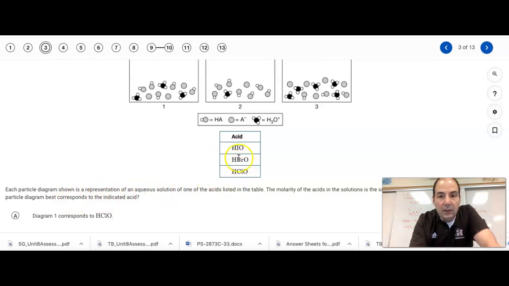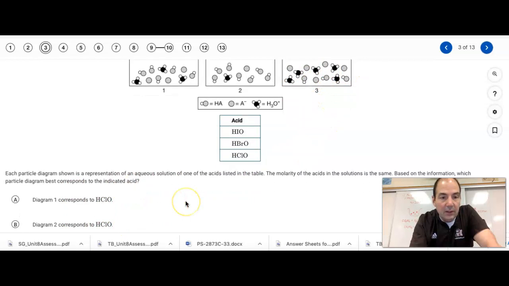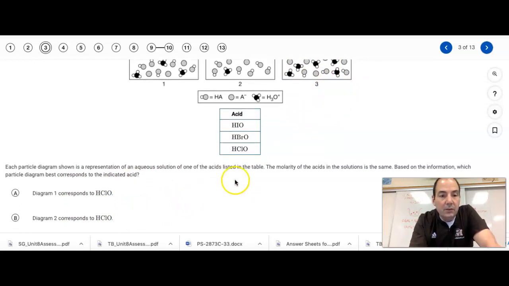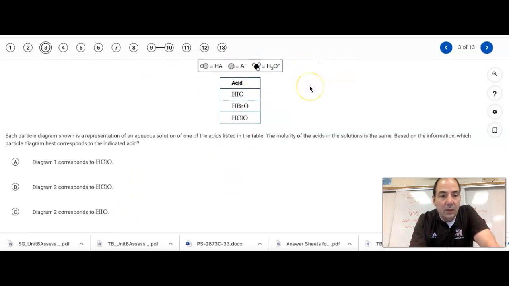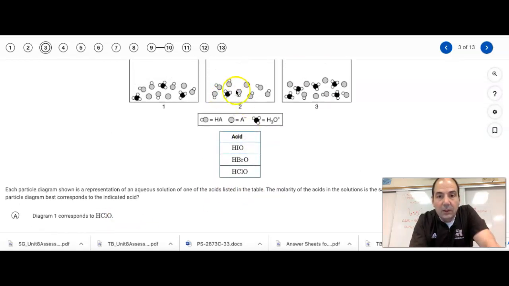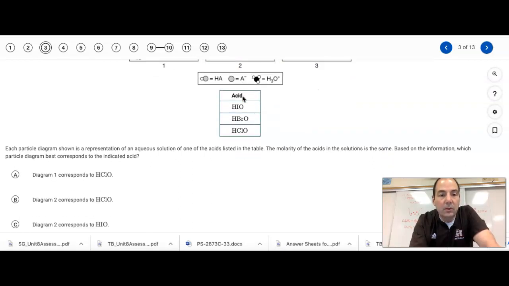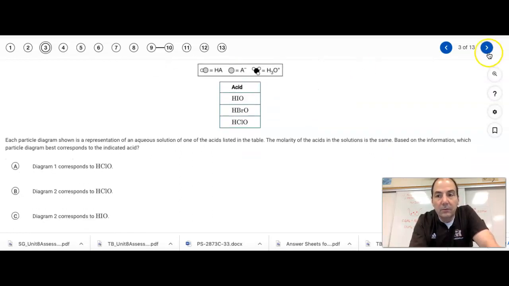Out of these 3, HClO is the strongest, so it should have the most hydronium. That's in 3, so that eliminates A as being right. B is talking about diagram 2. Well, I just said that HClO couldn't be that. It's got to be this one. Now it says diagram 2 is HIO. Out of the 3 of them, HIO is the weakest. It should have the least hydronium. That is this one. So C is correct.